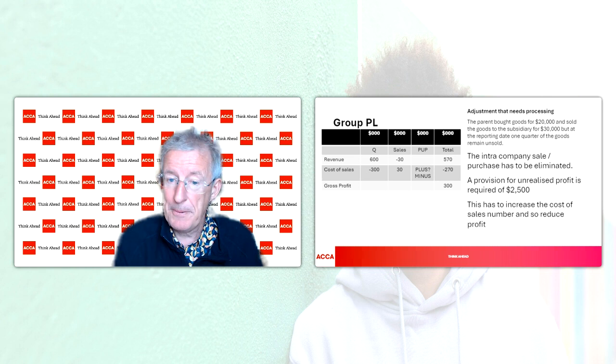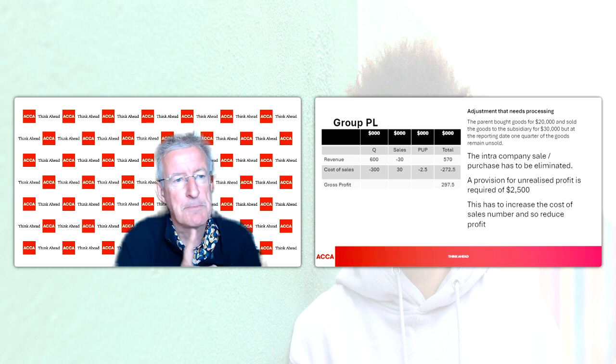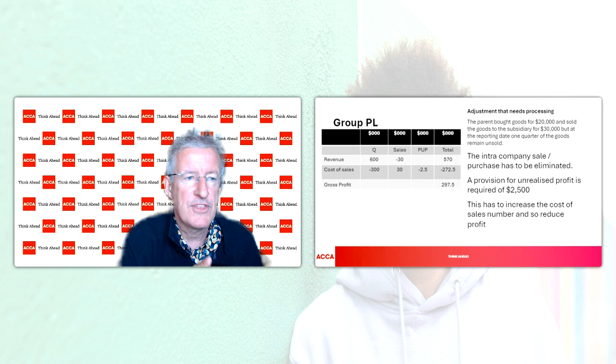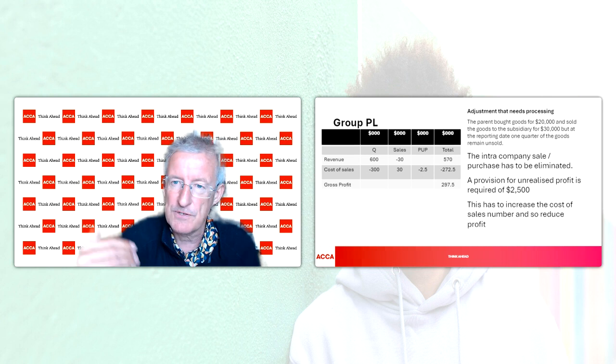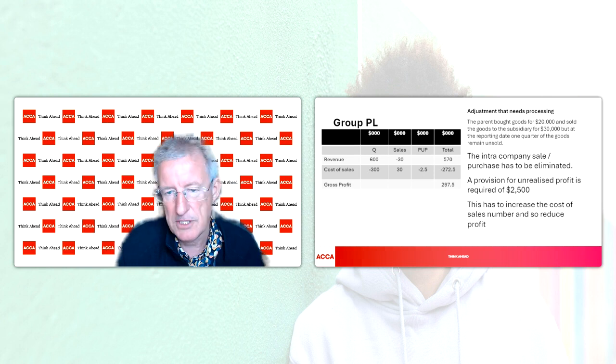On the pre-populated spreadsheet, try it out for yourself, whether you can put brackets or not. I don't think you can. I think it would be a better presentation to show it as a minus number, because by putting it in as a minus number, you make the cost of sales a bigger figure. And by making the cost of sales a bigger figure, you are reducing the profit.